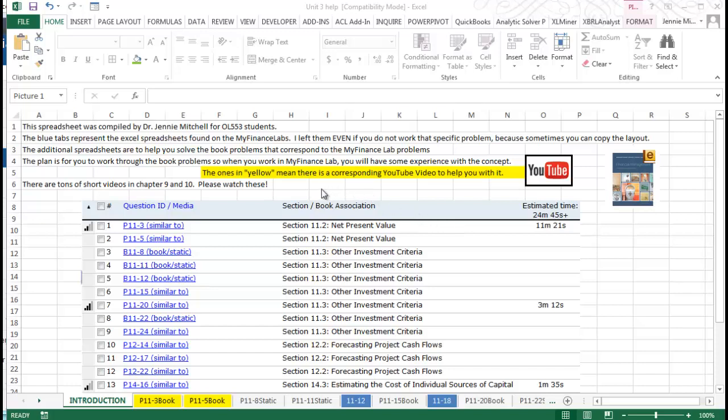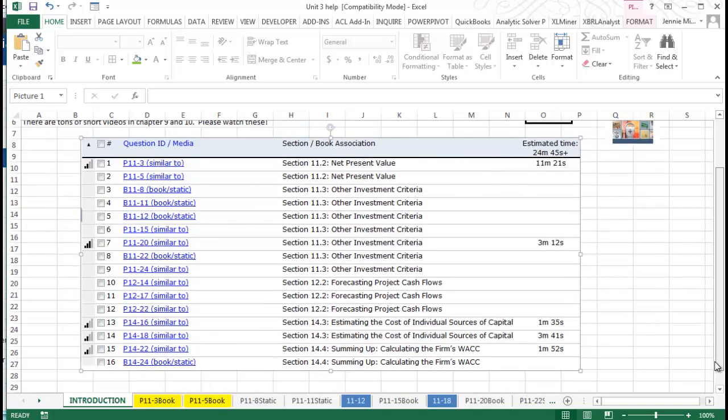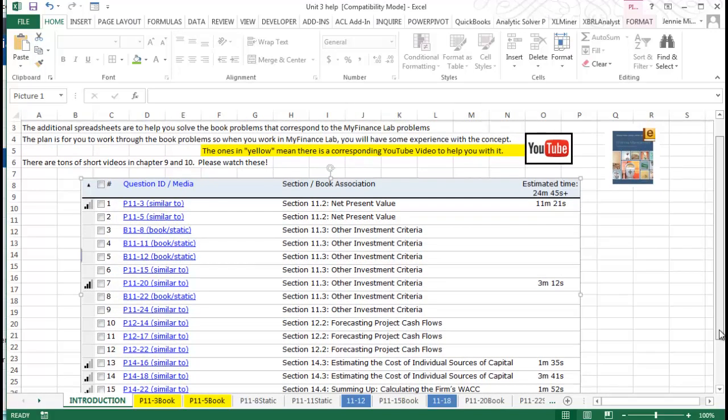If you'll notice here, I tell you a little bit about this. Essentially, we are covering questions from Chapter 11, Chapter 12, and Chapter 14. Notice that we skipped Chapter 13.